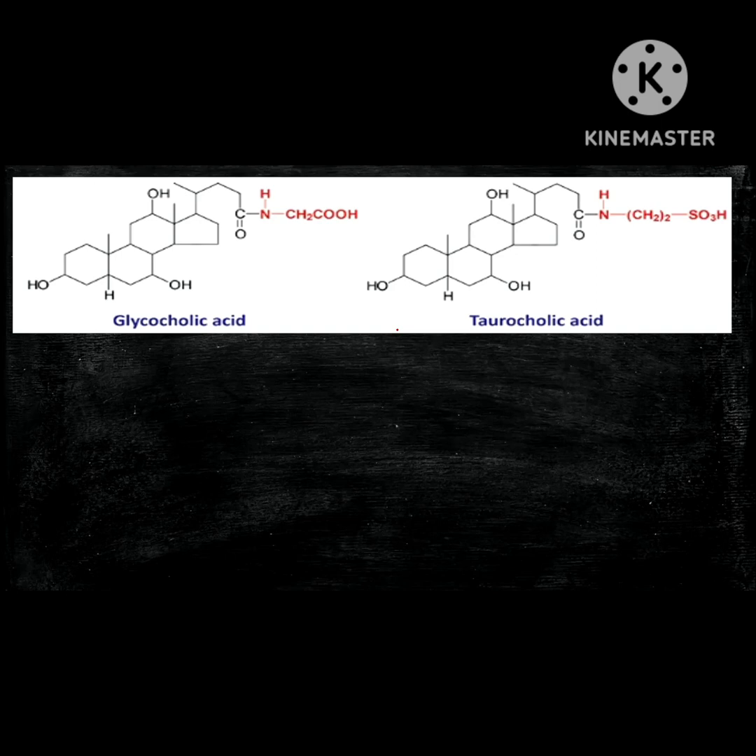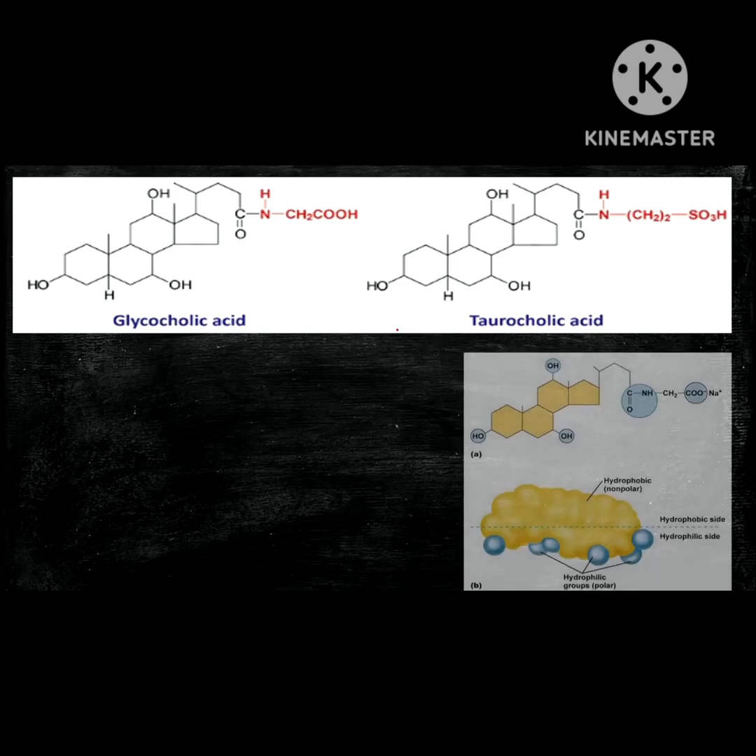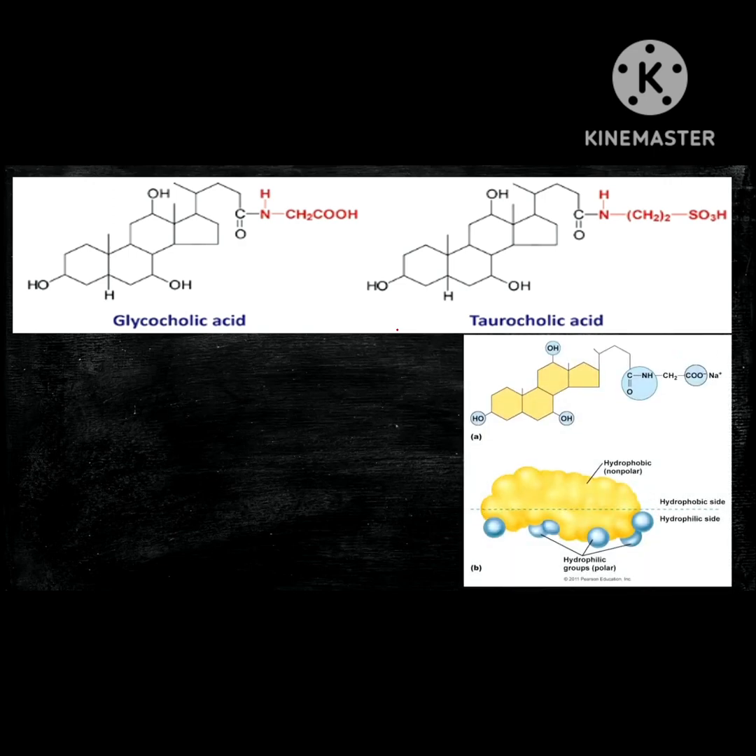So here I have put some examples of these bile acids. This is glycocholic acid, taurocholic acid. These are bile acids. These are the lipids which assist in the digestion of the fats by emulsification of the fats. Okay.